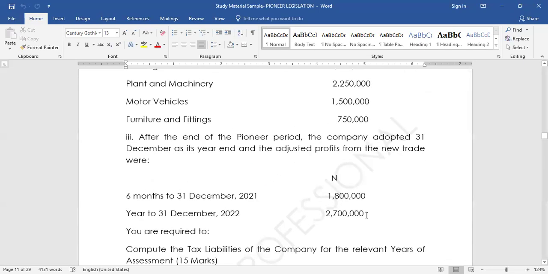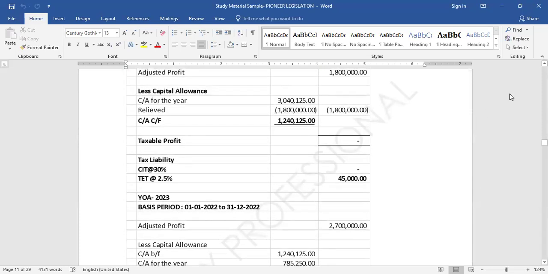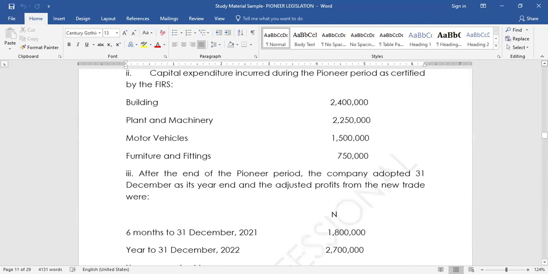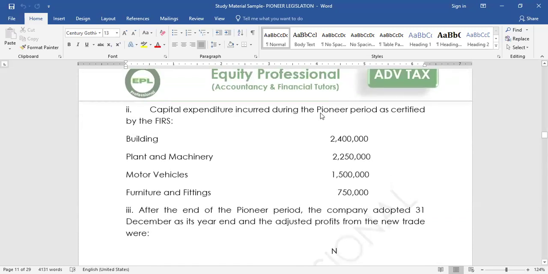Profits for that period is 1,800,000. That is the profit. Less capital allowance. Now, let's go to capital allowance. The said capital expenditure was incurred during the pioneer period, as certified by FIRS. All this capital expenditure was incurred during the pioneer period. When are we going to assume this capital expenditure is incurred? 1st July 2021, the first day of the post-pioneer period. That is when we assume the qualifying capital expenditure is incurred.